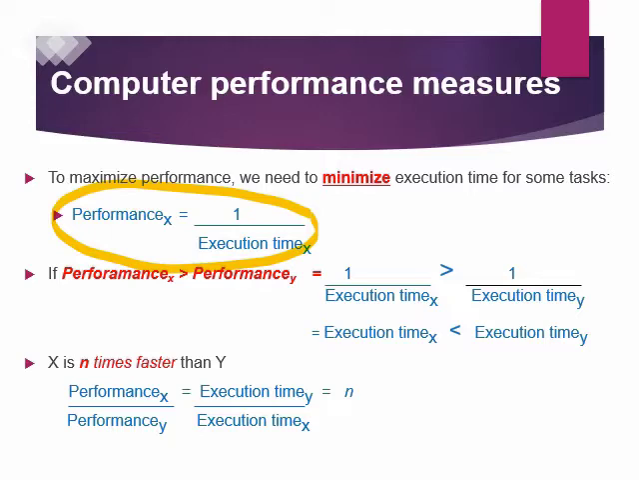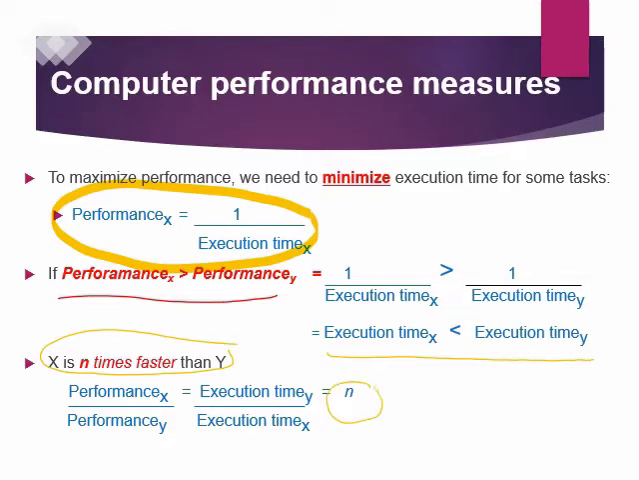For performance X to be bigger than performance Y, that means execution time X has to be smaller than execution time Y. And if we want to say X is n times faster than Y, that means when we compare performance X over performance Y, you will get how many times it is faster.